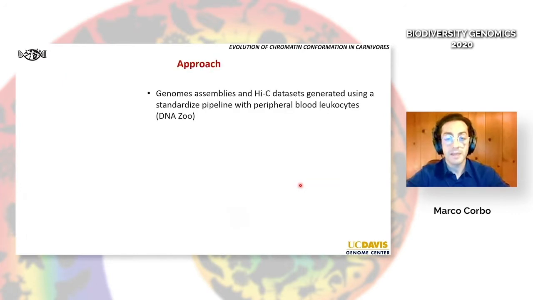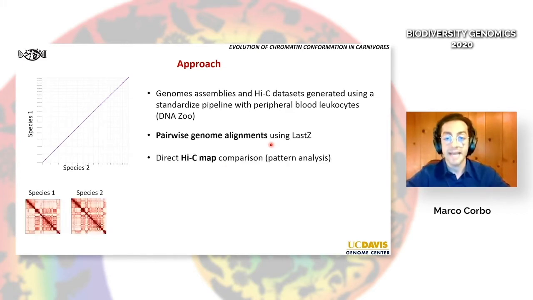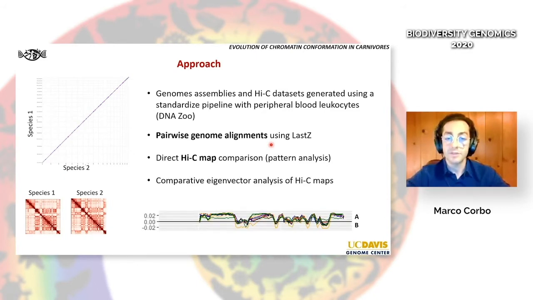at the ordinal level. So we use genome assemblies and Hi-C datasets generated by a standardized pipeline with peripheral bulk leukocytes provided by the DNA Zoo consortium. And we use three main approaches. The first one is a pairwise genome alignment using LASTZ. A second one is a direct Hi-C map comparison to do pattern analysis. And then the third is the comparative eigenvector analysis of the Hi-C maps with the values calculated on the cat as reference genome to distinguish between the two compartments, A and B, which correspond to euchromatin and heterochromatin.